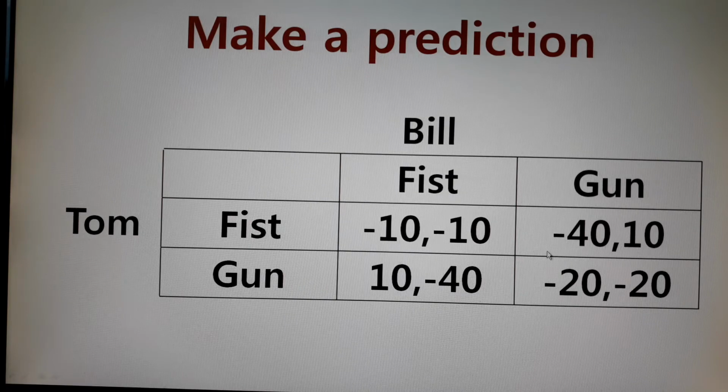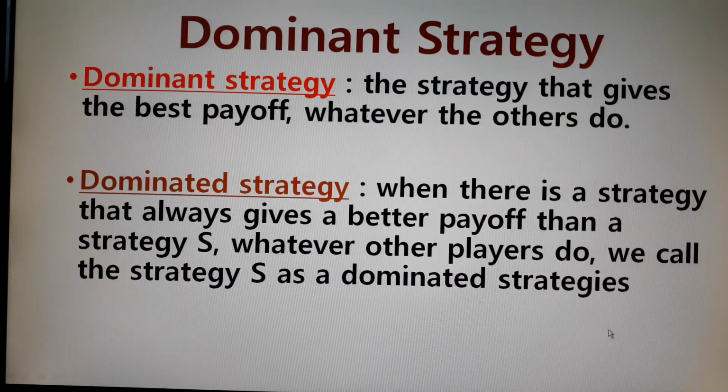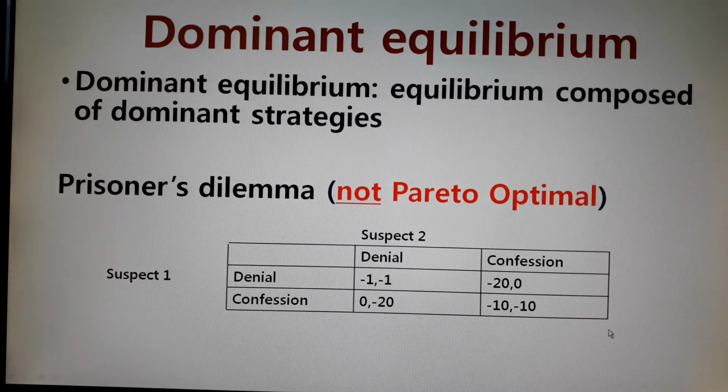But there's another possibility, -10 and -10. Compared to the -20 and -20 payoff, -10 and -10 is much better. But they end up choosing -20, -20. We have a word for that. Let's go back to, okay, here: Pareto optimal.